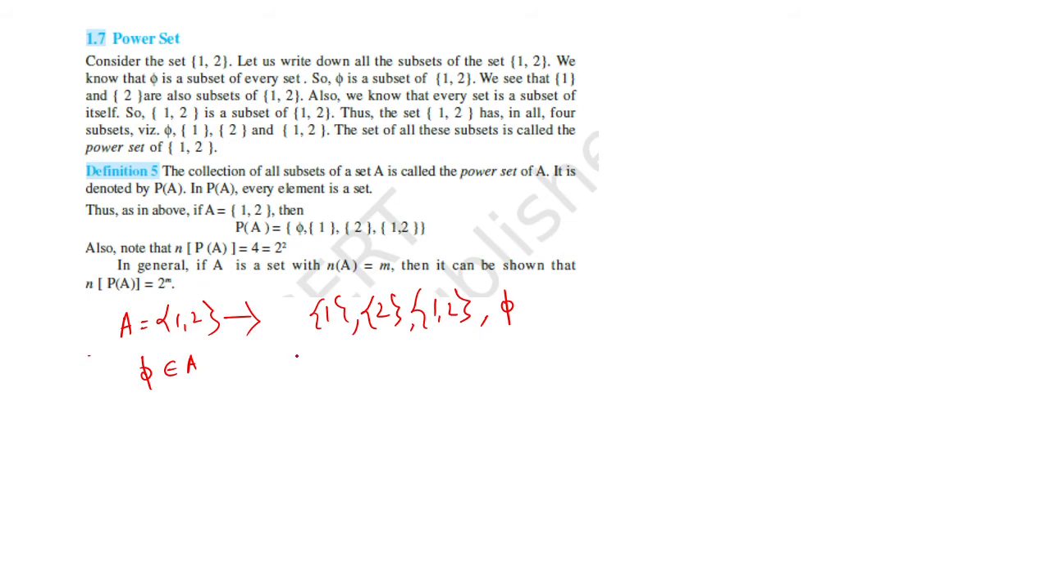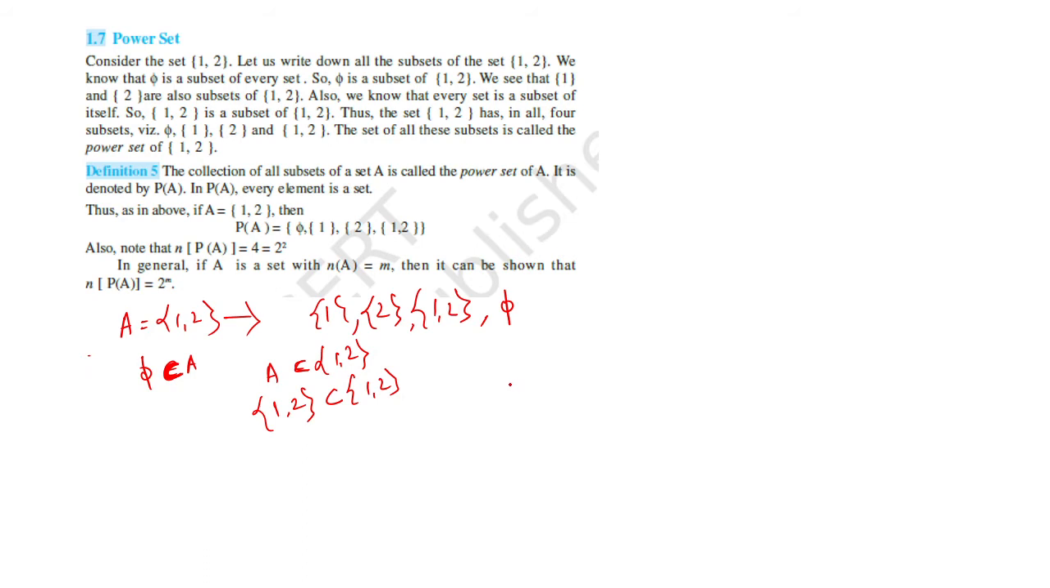Phi is a subset of every set. And the set itself is a subset of every set. Sorry, I wrote belongs to; this should be the subset symbol. Again, A is a subset of itself. That means {1, 2} is a subset of itself. Every element of {1, 2} is in {1, 2}.